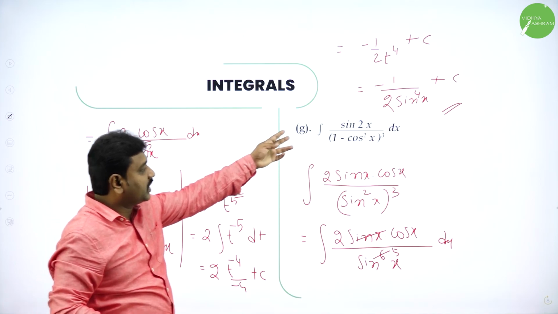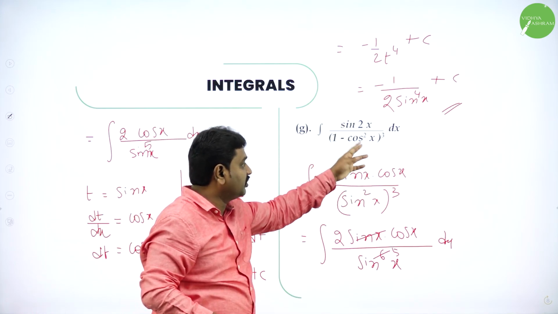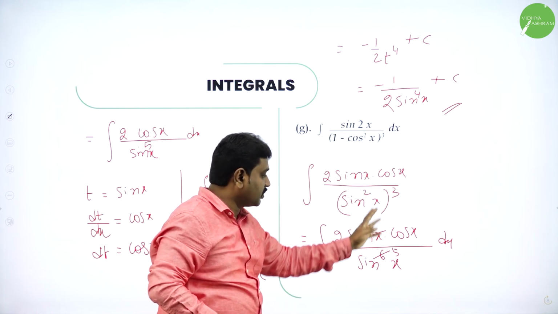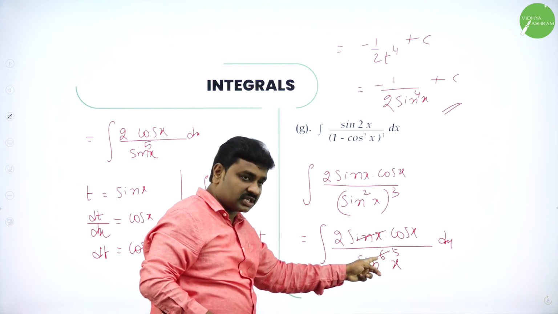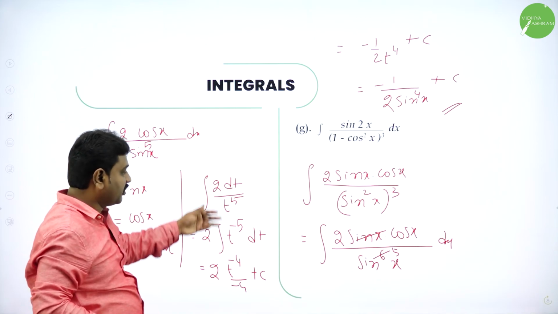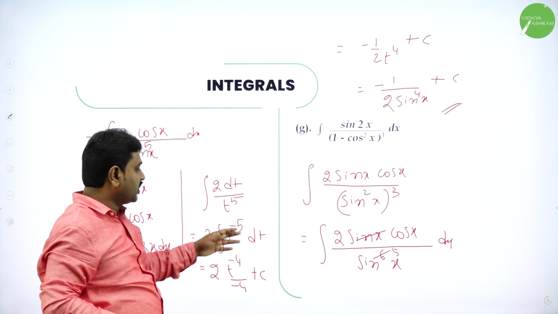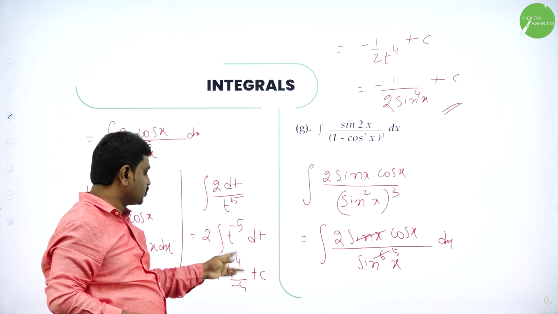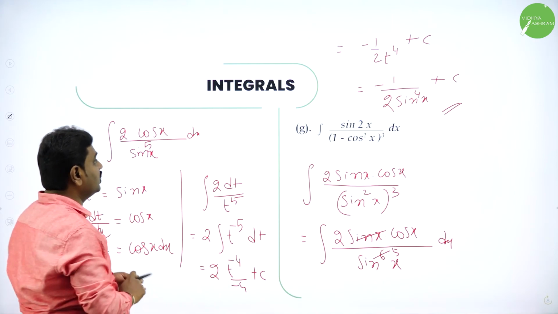So use the multiple angle. Sin 2 theta is 2 sin theta cos theta. 1 minus cos square is sin square theta. Sin power 6, and after cancelling sin power 6 becomes sin power 5. Put t as sin x. So denominator t power 5, take it up, it will become t power minus 5. It is in the form x power n plus 1 by n plus 1, minus 5 plus 1 by minus 5 plus 1. So you will get the answer.